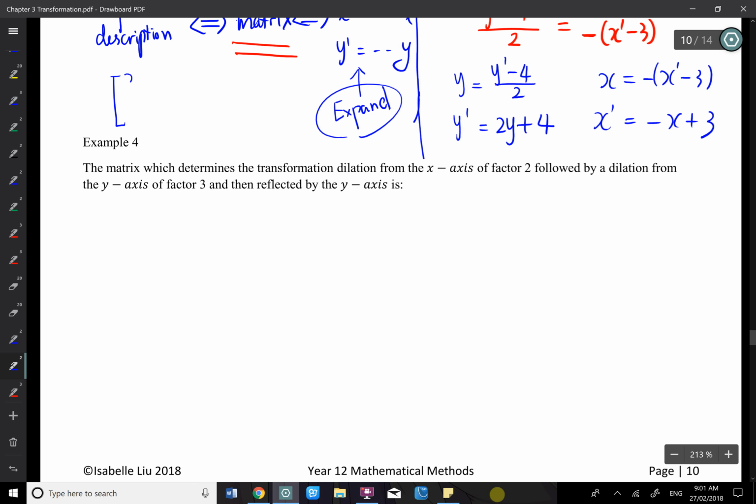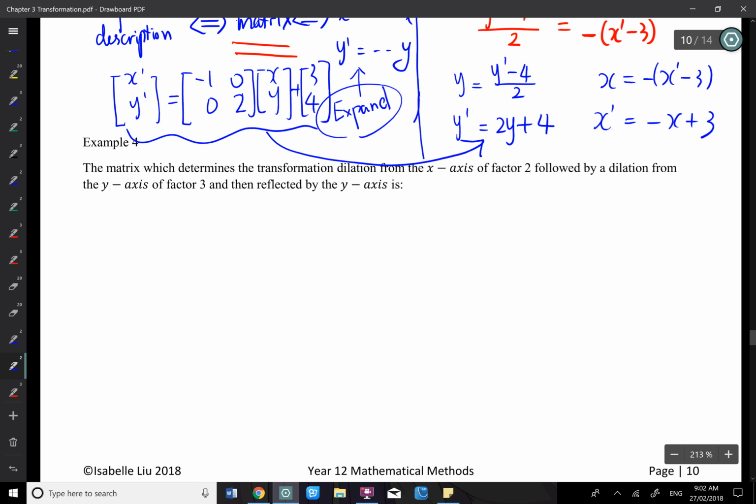So now x' y' equals to negative 1, 0, 0, 2 times xy plus 3 and 4. According to those two equations, the answer will be E. Okay, so the answer will be E.